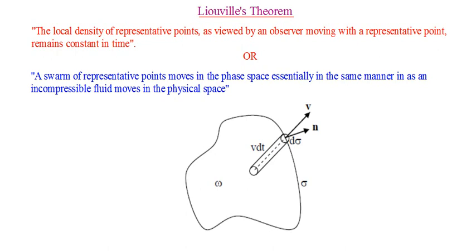As we have seen, the representative points in the phase space are distributed all over the accessible region of the phase space, and each representative point represents an accessible microstate of the system at some instant t, and the ensemble is represented by a collection of representative points in the phase space.